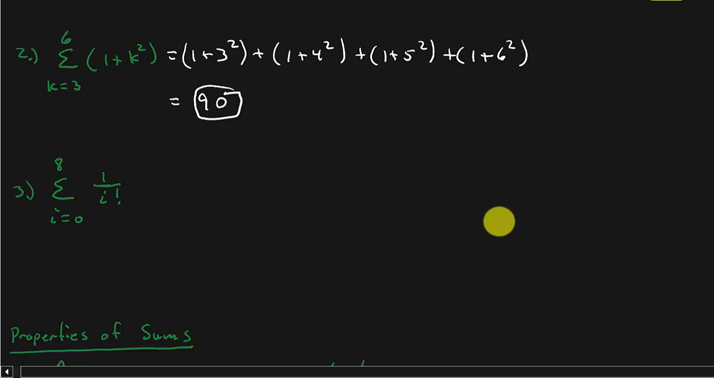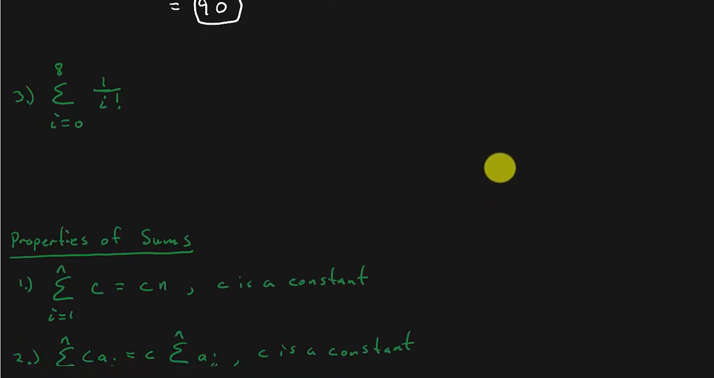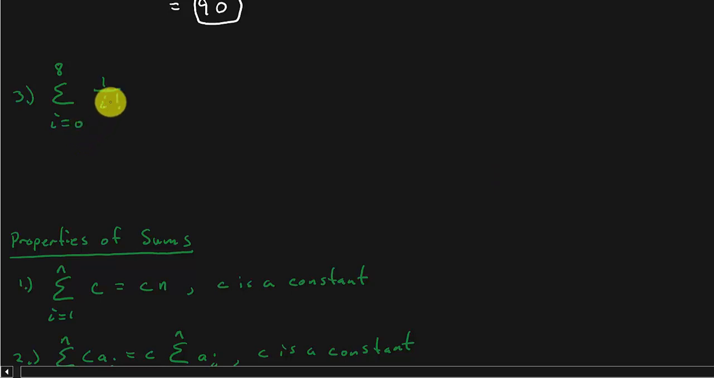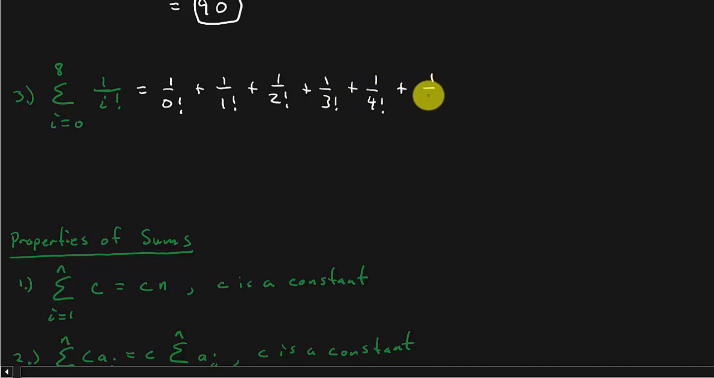All right, so the next problem, summation i equals 0 to 8. What do you think we're going to plug in here? Well, we're going to plug in a 0, 1, 2, 3, 4, 5, 6, 7, and then an 8. And so that's going to be 1 over 0 factorial plus 1 over 1 factorial plus 1 over 2 factorial plus 1 over 3 factorial plus 1 over 4 factorial plus 1 over 5 factorial plus 1 over 6 factorial plus 1 over 7 factorial plus 1 over 8 factorial.